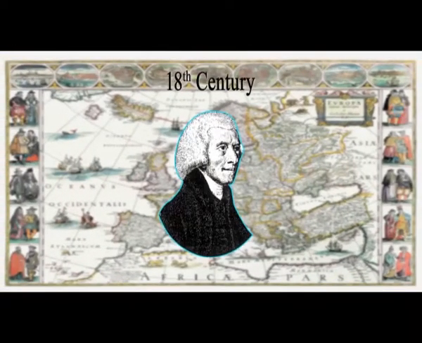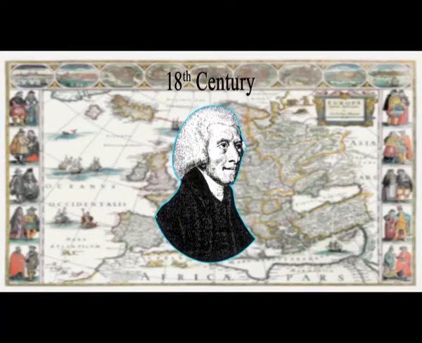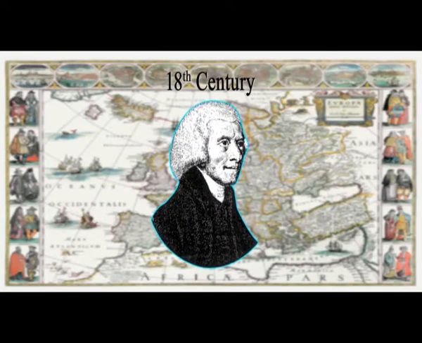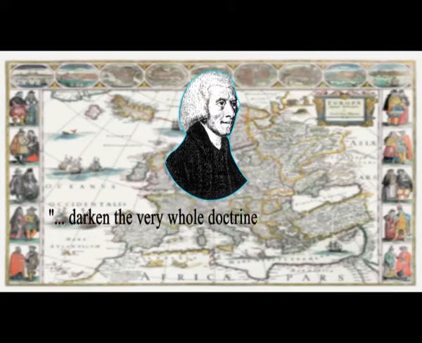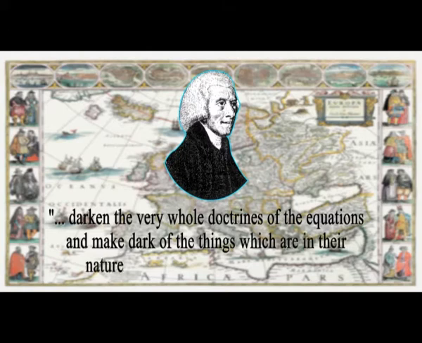Even in the 18th century, the British mathematician Francis Maseres claimed that negative numbers darken the very whole doctrines of the equations and make dark of the things which are in their nature excessively obvious and simple.